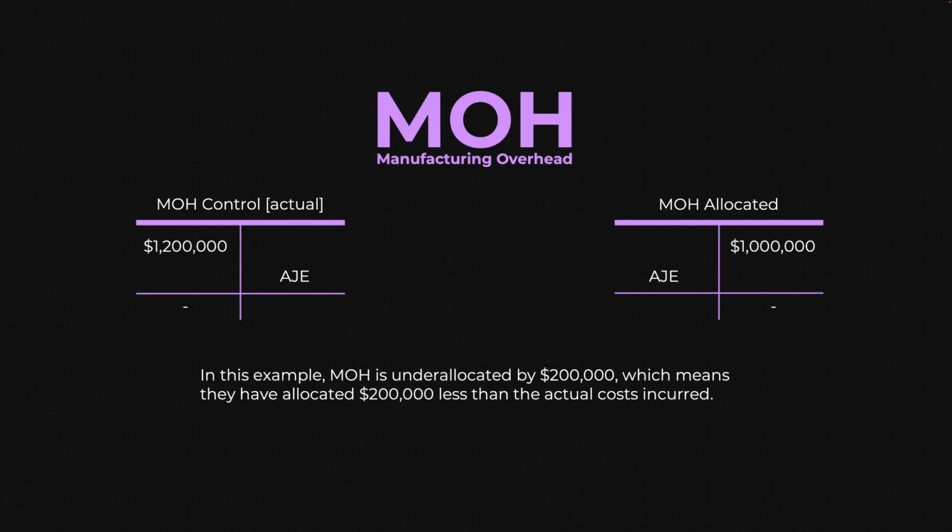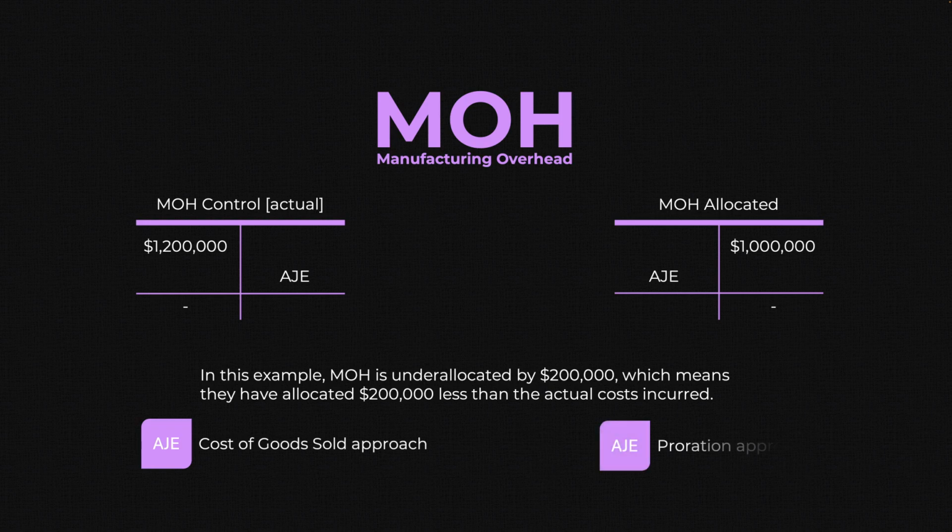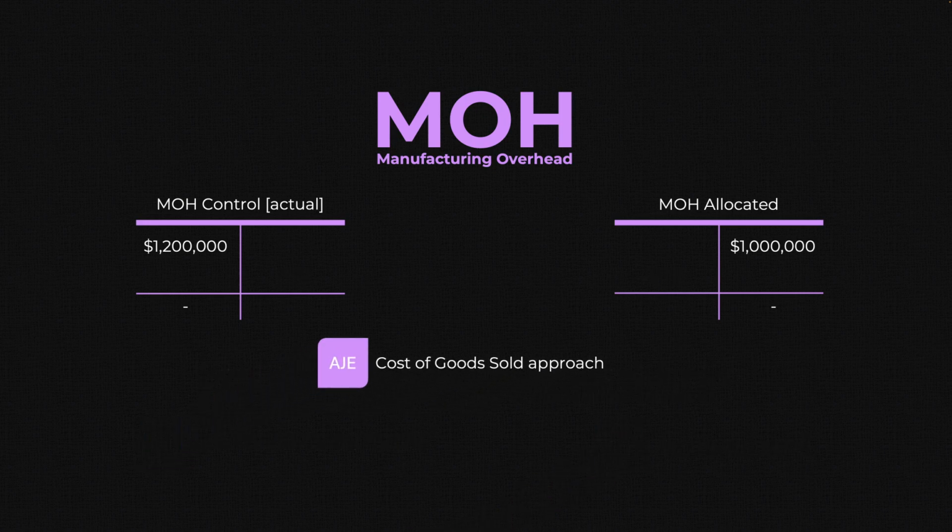Like we mentioned before, we will need an adjusting journal entry to deal with this. There are multiple approaches, and we will cover two of them. One is the cost of goods sold approach, and the second is the proration approach. We'll start with the cost of goods sold approach. This is the easiest and simplest one to do.